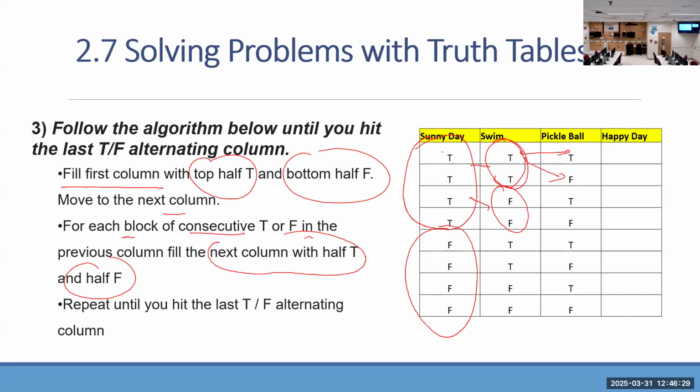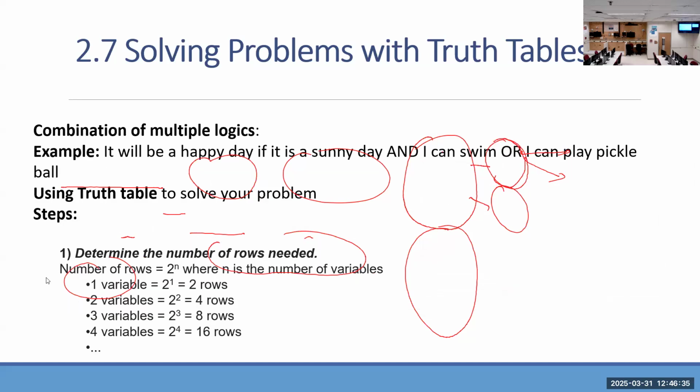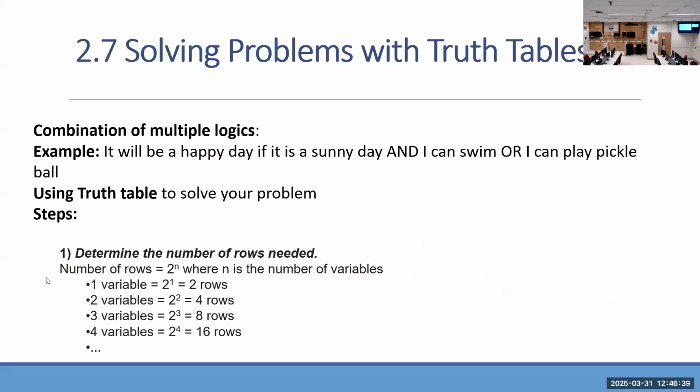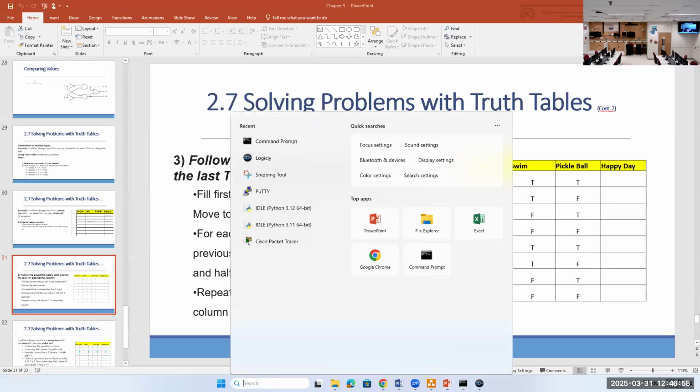Make sense? Okay. So basically, for the truth table, you have to follow the process here. The first step, you have to determine how many rows you need. For each of them, you write one column for each variable and one column for the logical expression. For this one, it should be better if I do it with Excel here.